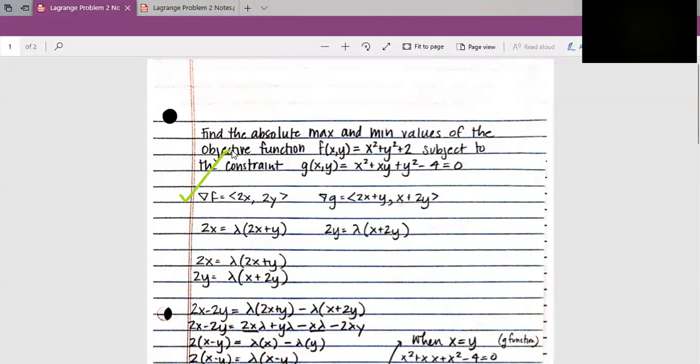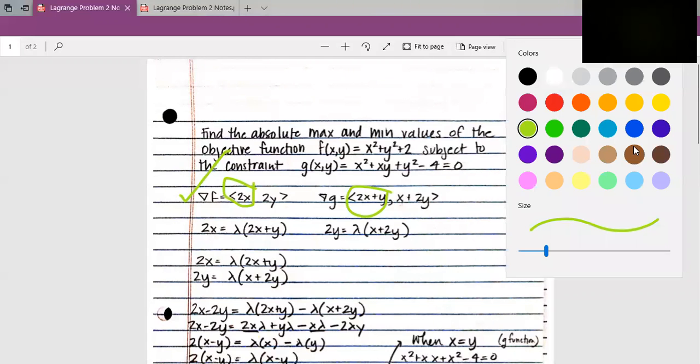So then once you do that, you're going to set up an equation. You're going to take the partial derivative with respect to x of f, and you're going to set that equal to lambda times the partial derivative with respect to x of g. So 2x equals lambda times 2x plus y. Okay, you'll do the same thing with the other ones that aren't circled. So 2y would equal lambda times x plus 2y. Okay, so that gives you these two equations right here.